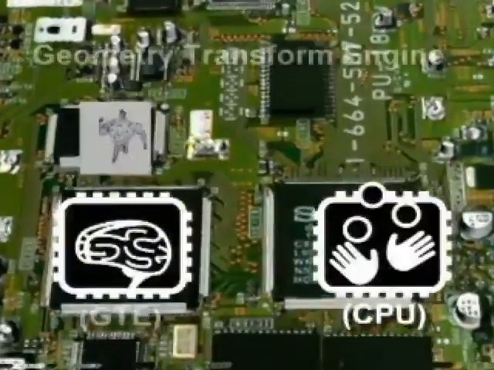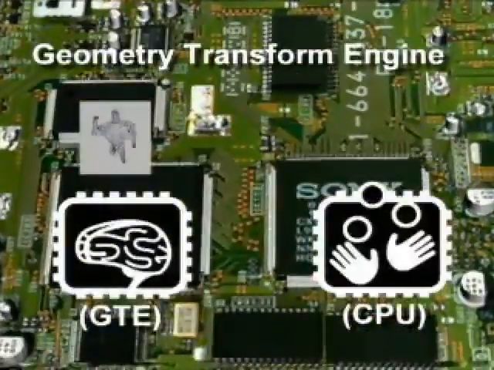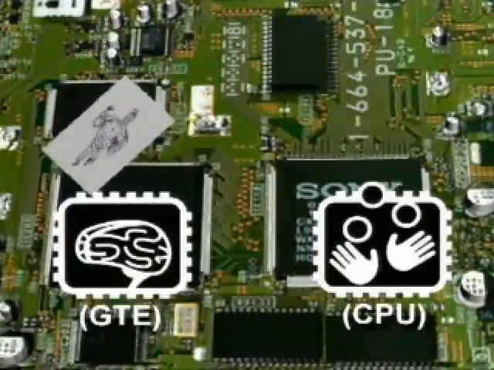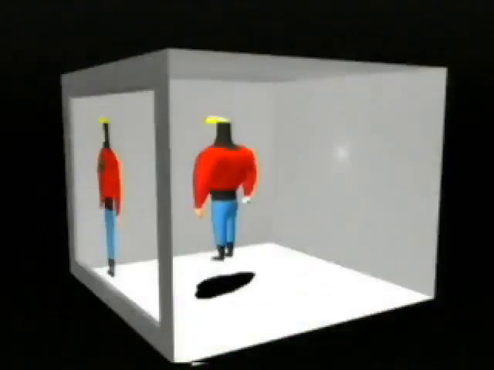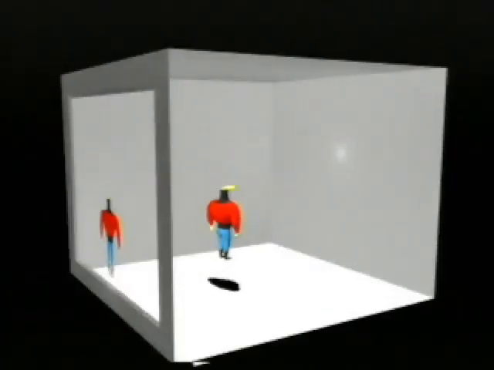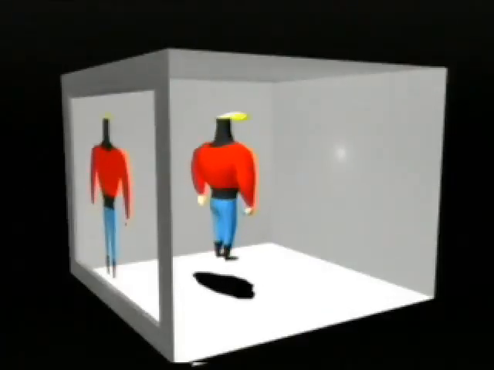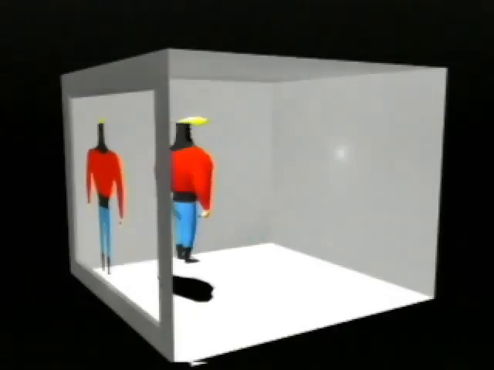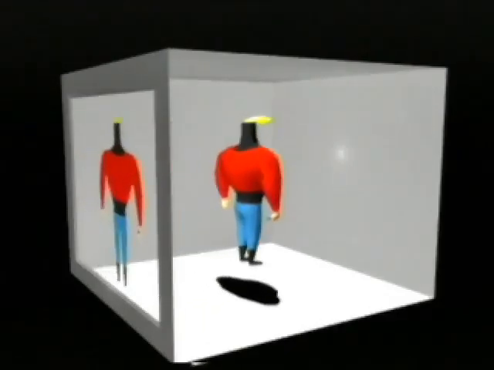The 3D coordinates get sent to the math brain. It's the geometry transform engine, or GTE. The math brain does calculations that scale, rotate, and translate. That's not easy. The game is three dimensions, but the screen is only two dimensions. So the math brain has to flatten a 3D world onto a 2D screen using perspective conversion. Be glad you're not crunching the numbers yourself.